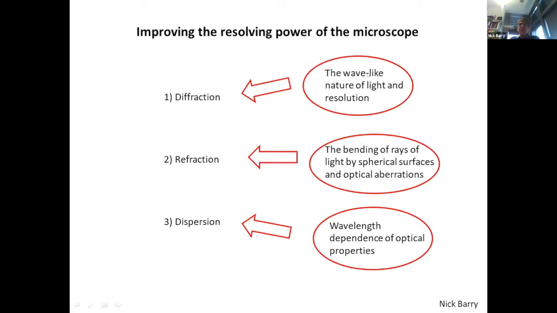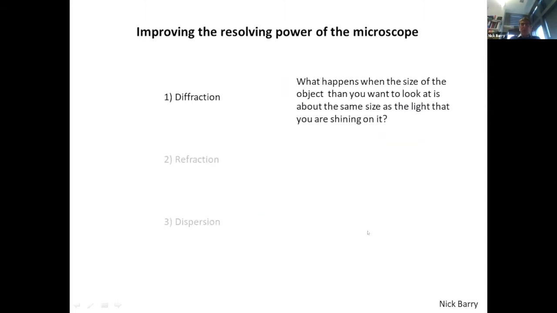So diffraction is about the wave-like nature of the light. Refraction is basically just the optics of building lenses and how you deal with the aberrations that are intrinsic in spherical surfaces. And then dispersion is the wavelength dependence of optical devices. Obviously, the key thing though is that there is a limit, and this limit is set by diffraction.